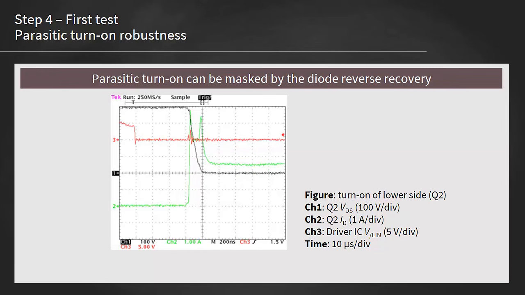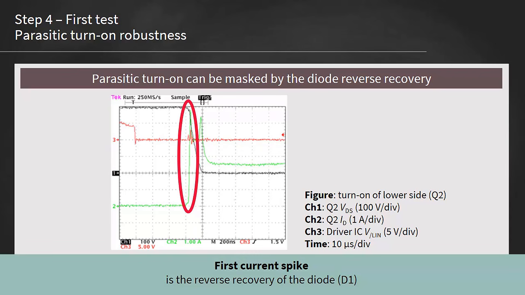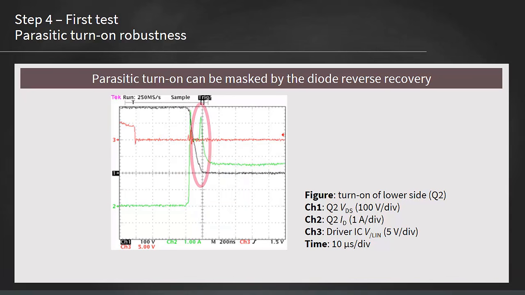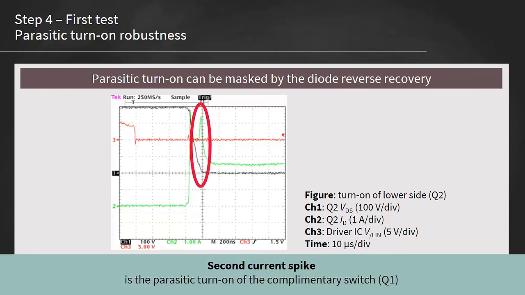Here we have an example of a parasitic turn-on, which at first look would be neglected and associated with the reverse recovery of the anti-parallel diode. The first current spike observed in the current waveform is the reverse recovery current of the upper diode, D1. This is a normal behavior and can vary in shape and size depending on the dimensions and technology of the diode. The second spike is the parasitic turn-on of the complementary switch, Q1, as a result of the fast dV by dt generated by the turn-on of Q2.